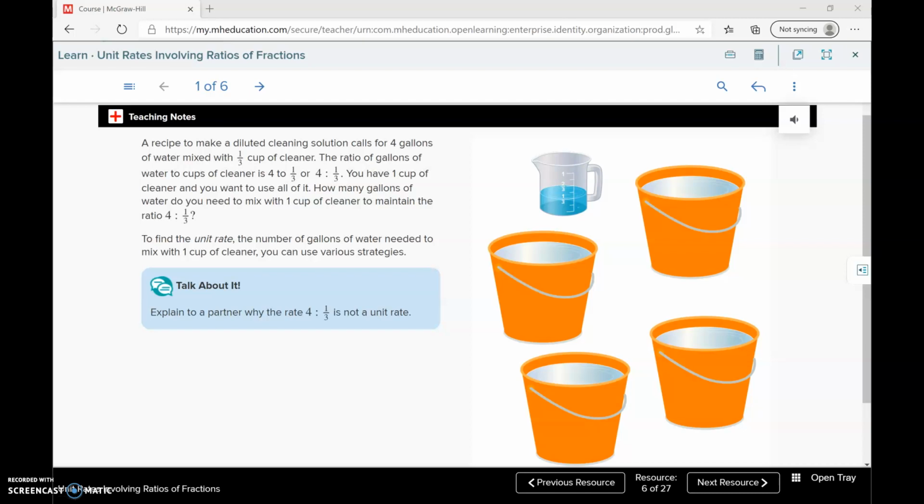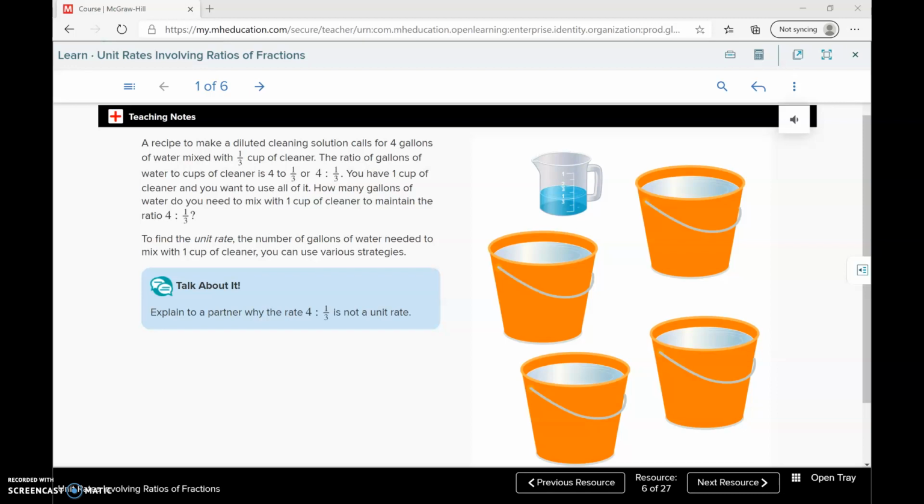Welcome back to part 3 of our lesson, learning about unit rates involving ratios and fractions. So, we've got this lovely picture here. I'm trying to make a cleaning solution that calls for 4 gallons of water mixed with a third of a cup of cleaner. That doesn't seem too bad, but I need to find the unit rate because I have 1 cup of cleaner. So I need to find out how much water I need to go with my 1 cup of cleaner.